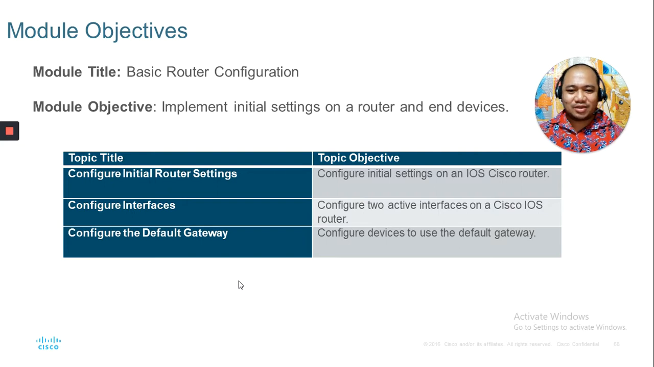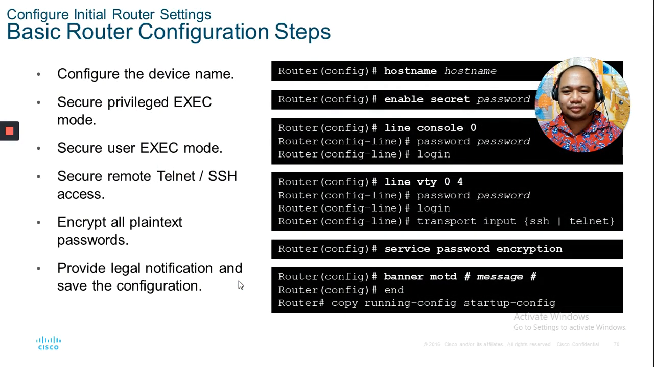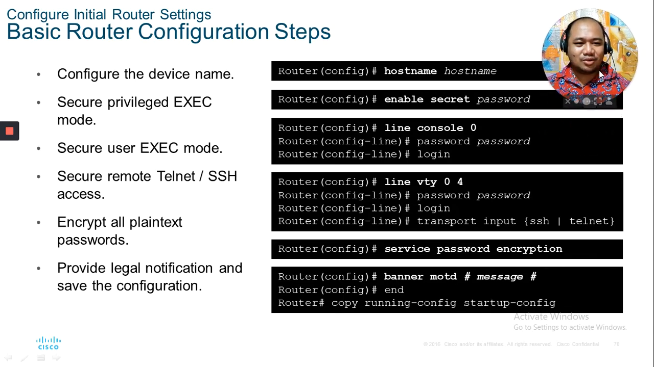Basic router configuration, what are the objectives of this? Configure initial settings on the iOS Cisco router, just like we have configured the switch before. Configure the active devices on a Cisco iOS router and the device using the default gateway. You already learned this from our previous video on configuring the switch. They're almost the same with router, okay?